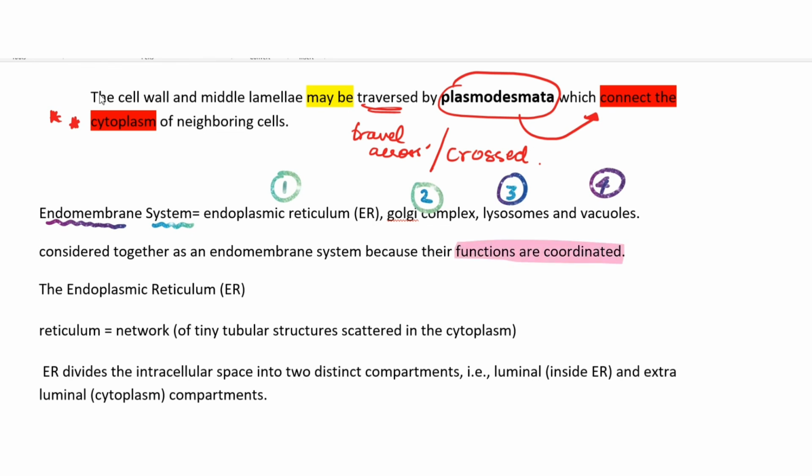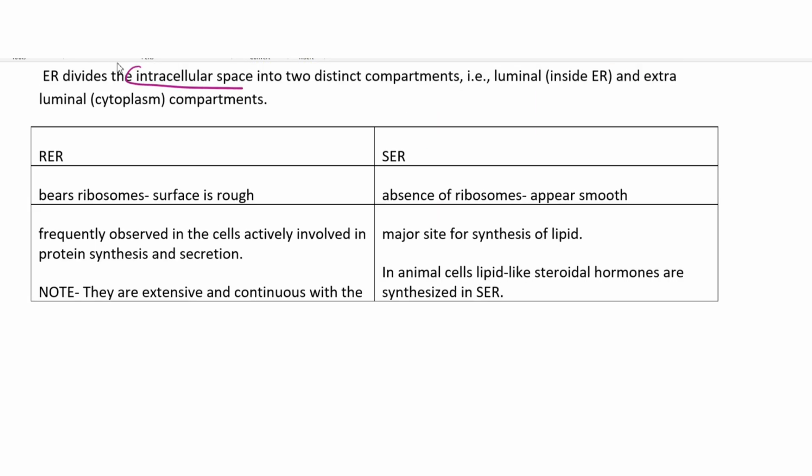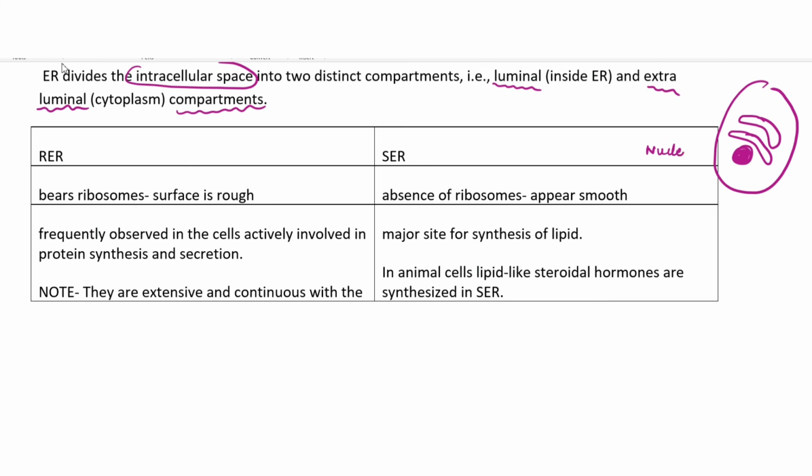So endoplasmic reticulum, the name reticulum means network. This endoplasmic reticulum divides the intracellular space, the space inside the cell, into two distinct compartments. One is the luminal, the other is the extraluminal. Luminal is inside the ER. So endoplasmic reticulum divides the cell into two compartments: one inside endoplasmic reticulum and the other outside endoplasmic reticulum, that is the cytoplasmic components. Okay, so it is luminal and extraluminal.